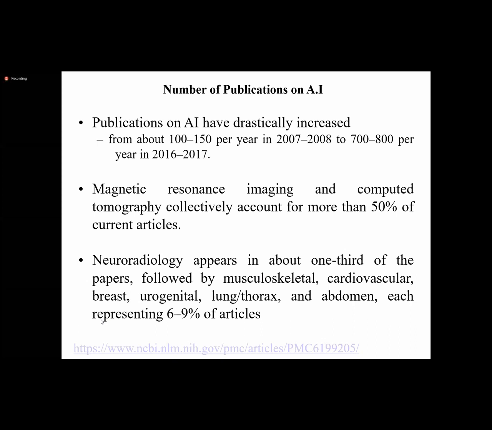It is a huge number, and of the 1,000 papers, more than 50% are from the medical sciences. Magnetic resonance imaging and computed tomography collectively account for more than 50% of the papers in current articles. And neuroradiology comes under one third, followed by musculoskeletal, cardiovascular, urogenital, lungs, and abdomen, each being 6 to 9% of the articles. So everybody, if we look around in the world, is working on AI, especially those people who are working in medicine.